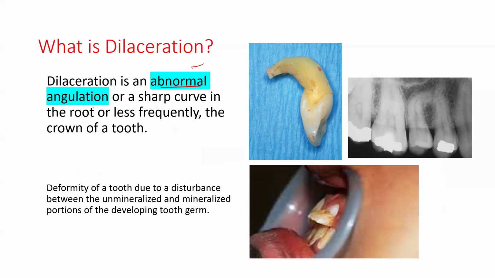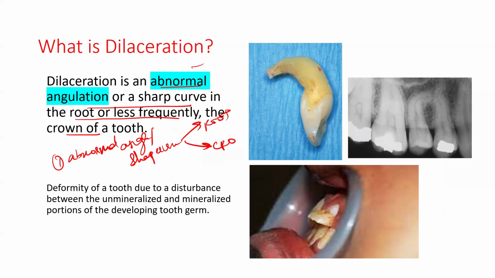Dilaceration is an abnormal angulation or a sharp curve in the root, or less frequently the crown of a tooth. So number one, this is an abnormal angle or a sharp curve which occurs in the root or less frequently the crown of the tooth. In these two images, you can see it has occurred in the crown. There is one portion of the crown and a portion of the root, and the remainder portion of the root has formed in an abnormal angle with a sharp curve.